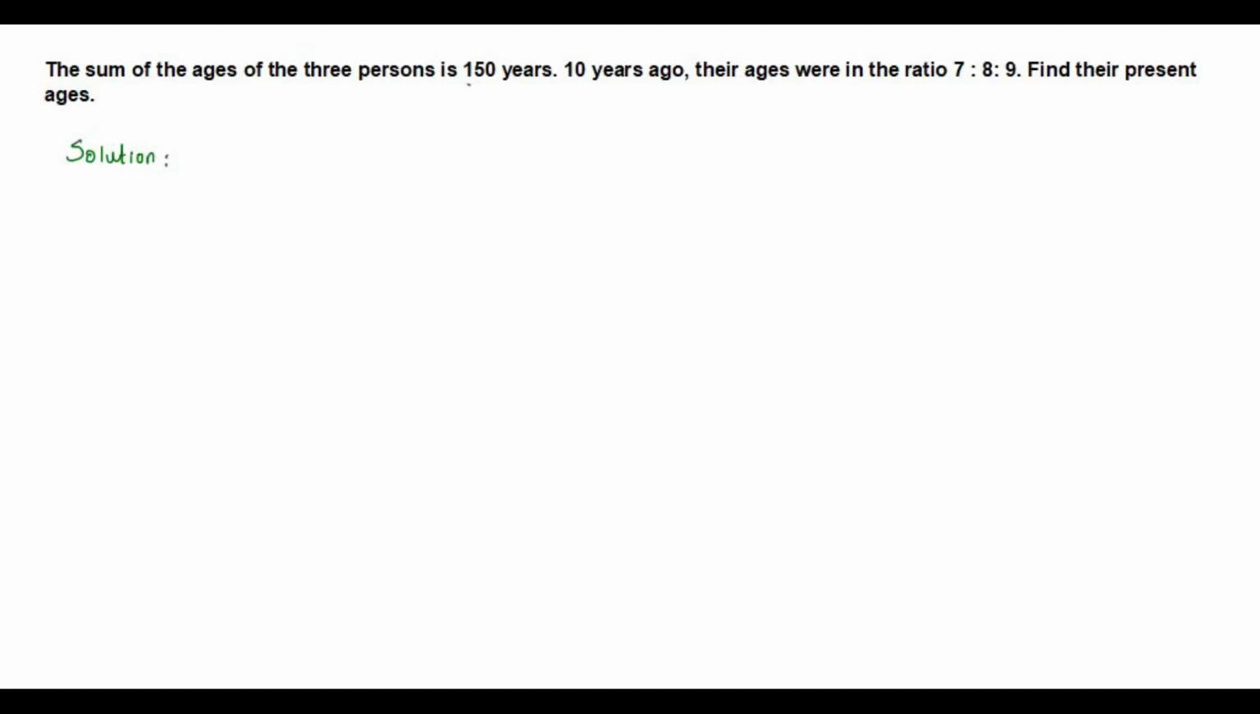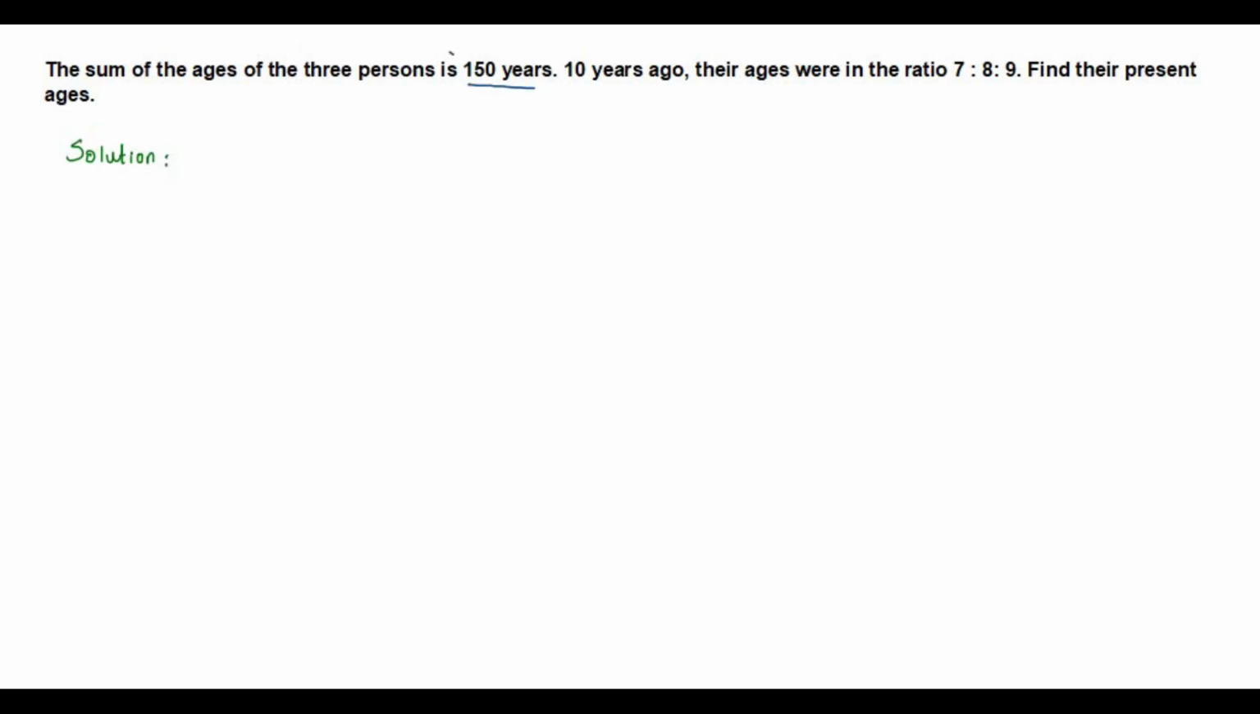Here we have a problem on proportion. The sum of the ages of the three persons is 150 years. 10 years ago, their ages were in the ratio 7:8:9. Find their present ages.